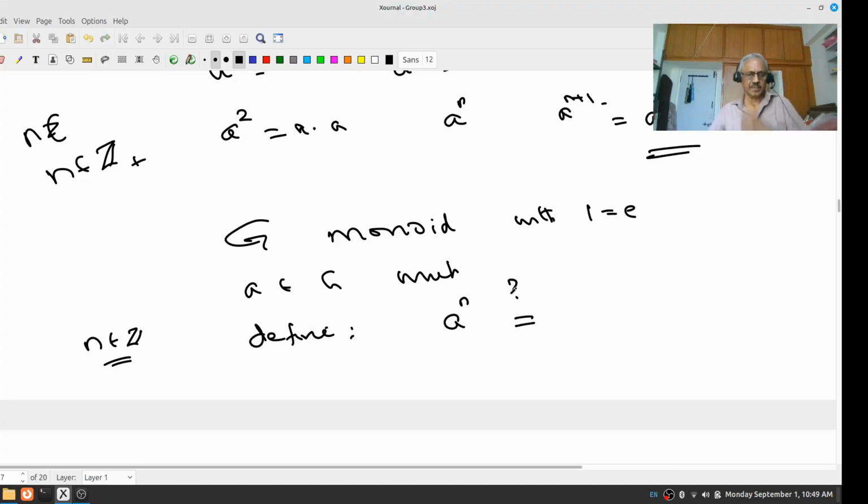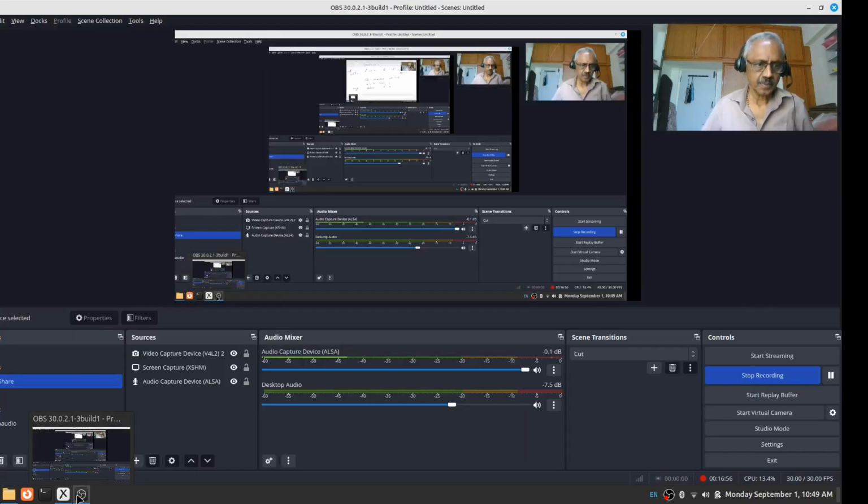Is the question clear? Right. So law of exponents, in any monoid, for any element we define a to the power n if n is a non-negative integer. Now if G is a monoid, A is a unit, then I want to say I can define a to the power n for any integer, right? So for natural numbers or non-negative integers we have defined. How do you think I will define for negative integers?